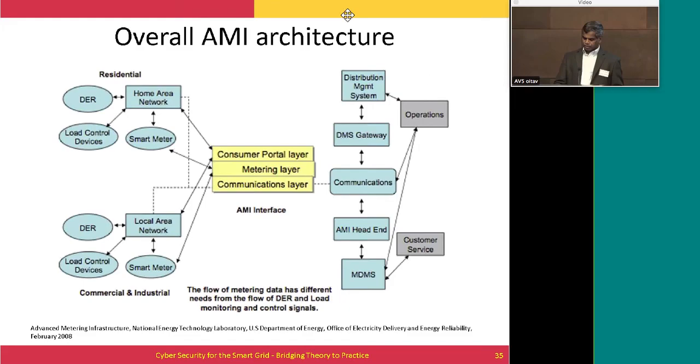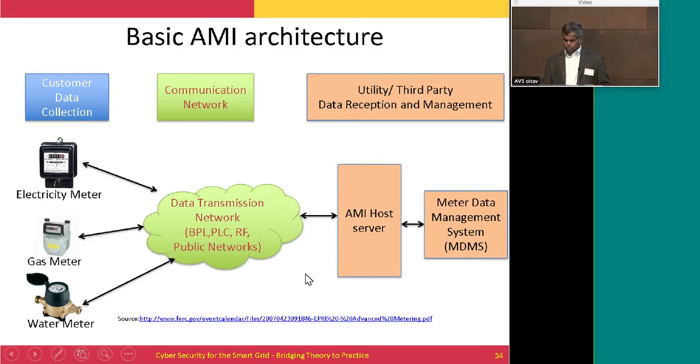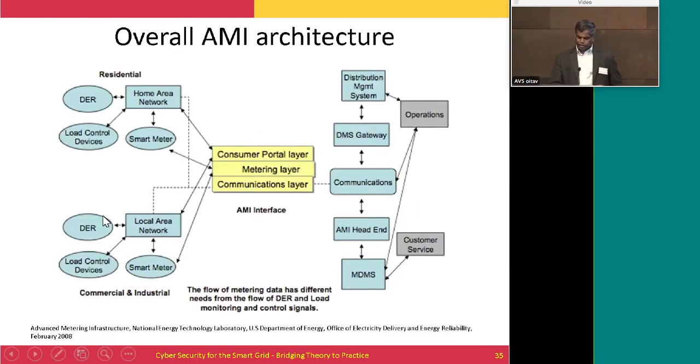Again, security and privacy are all very important. Privacy is extremely important for consumer data. There was a question about DER. There is a little thing here. In your home area network, you have the smart meter and all kinds of things: DER, your solar roof or some other thing, load control devices. All those things are connected to the home area network, which is in turn connected to the smart meter. The smart meter is connected to your backend, the data management, AMI host, the head-end node. Similarly, other units, commercial or home, are connected. Then this is coming to the customer utility side.